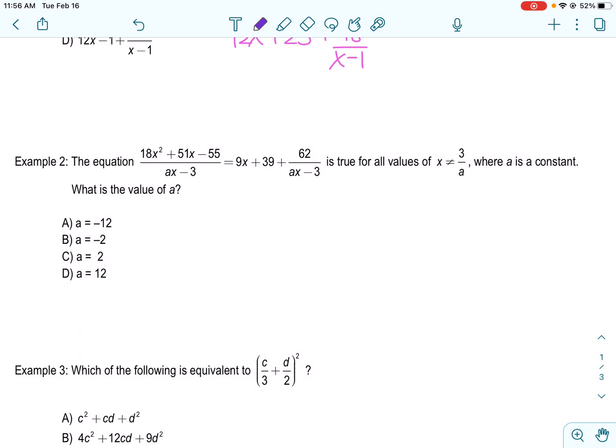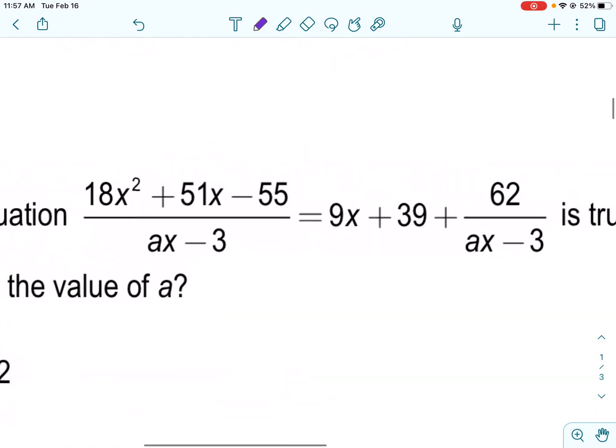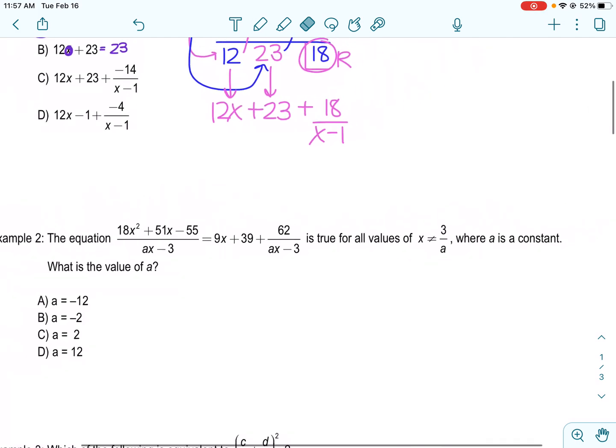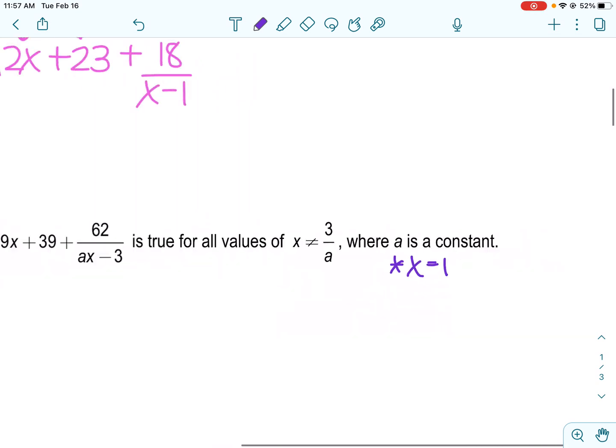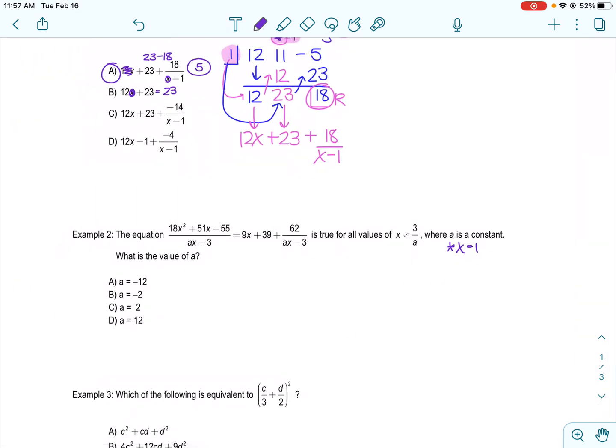I don't want to plug in 0 this time. If I plug in 0 for x, guess what? A is also going to disappear, and then we can't solve for it. Okay, so the next best value to plug in is 1. Okay, so what I'm going to do is I'm going to plug in x is 1, and I'm going to simplify this expression, and then I'm going to be able to solve for A.